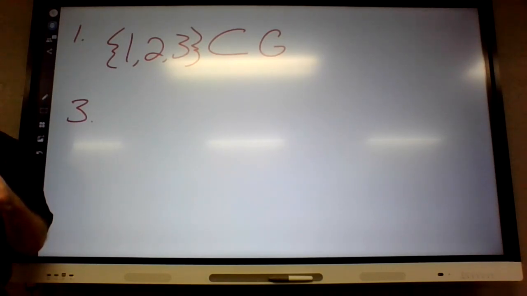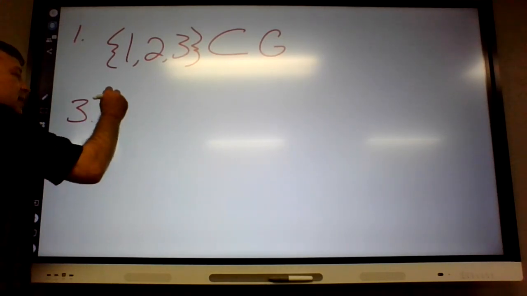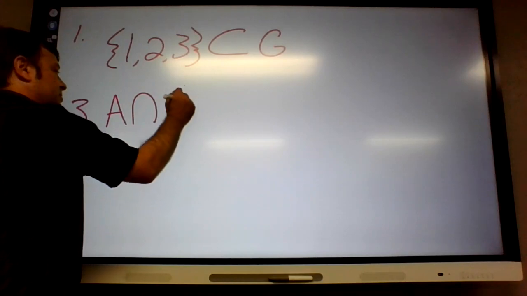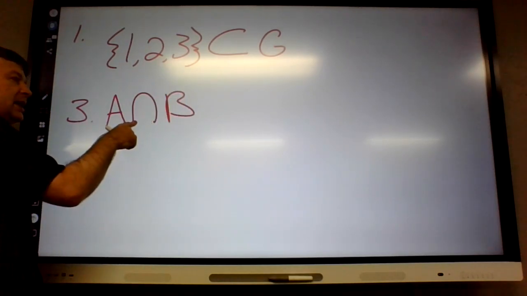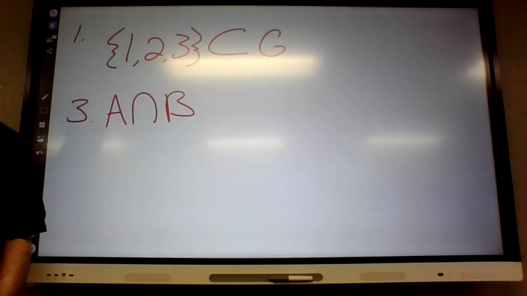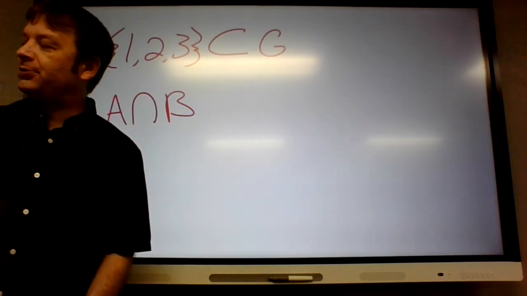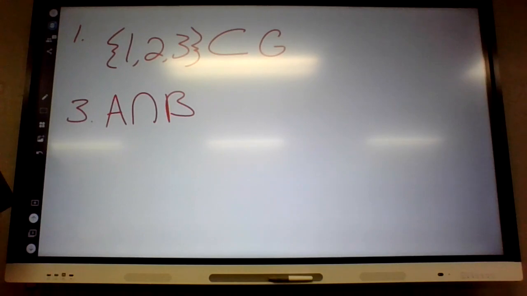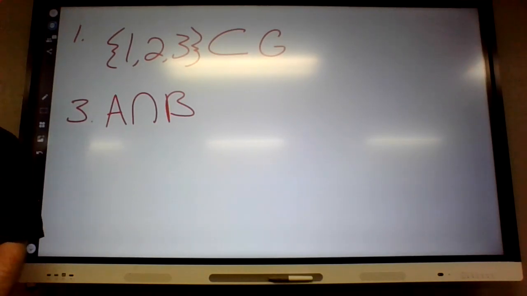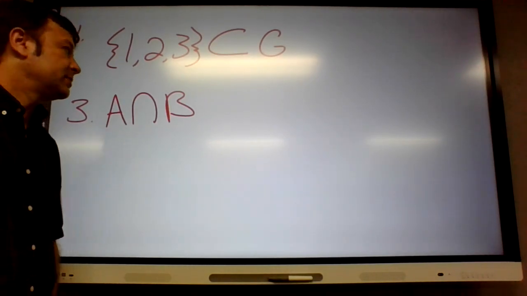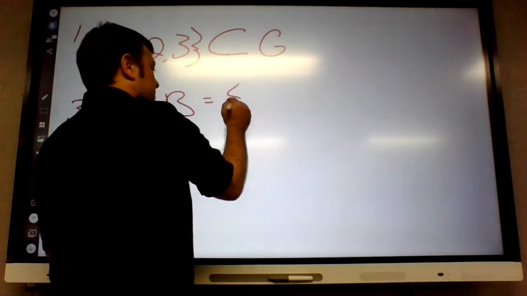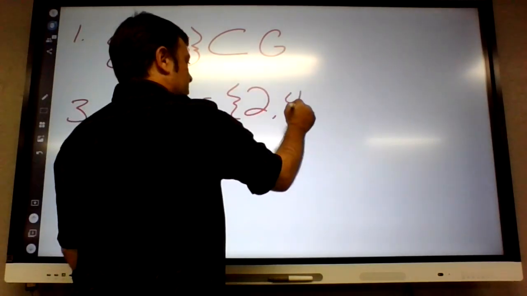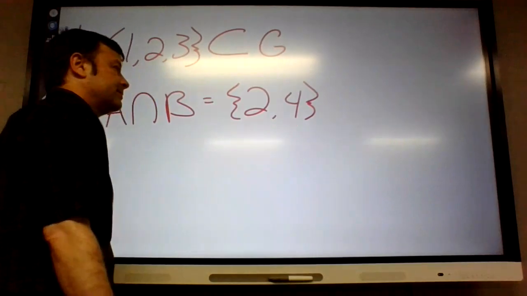Okay, on number 3, it says A horseshoe B. What did this horseshoe thing mean? And what does intersection mean? What they have in common. Only what they have in common. So if you look at set A, 0, 2, 4, 6, set B, 1, 2, 3, 4, 5, what do they have in common? 2 and 4. So you're supposed to just put a 2, 4.